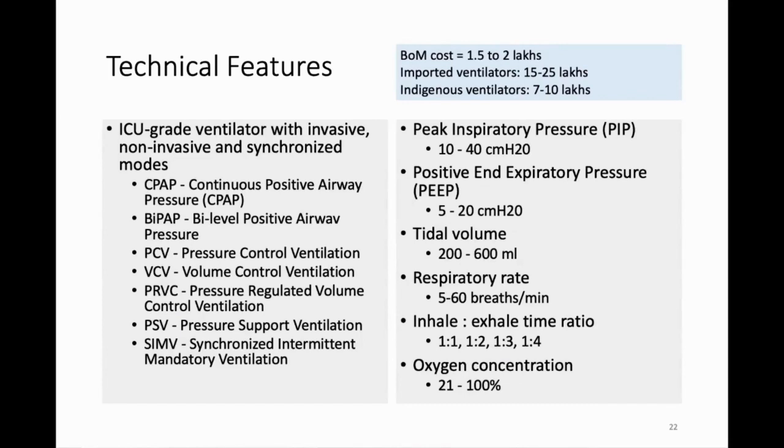So the bill of materials finally came down to 2 lakhs. So our initial guess was not too off. You can actually make a ventilator worth 2 lakhs, but that is only the BOM cost, which is the cost of putting the components and putting it together. Once you add certification and other things, the cost goes up, but it's still significantly cheaper than the imported alternatives and also the indigenous ones.